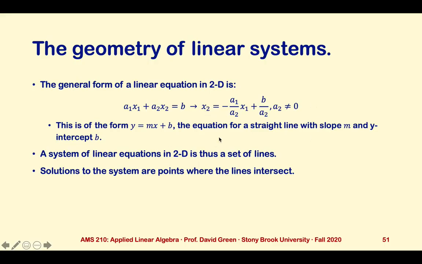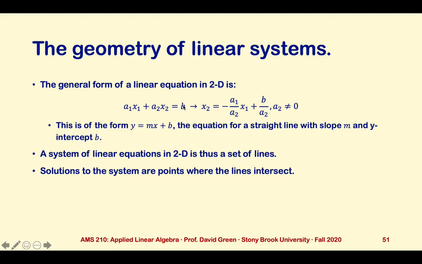Doing this lets us see something about this general form. If instead of using x2 and x1, we used y and x, this would look like y equals some constant times x plus some other constant. This is of the general form y equals mx plus b, where m and b are constants, which is the equation for a straight line. The slope is m, the y-intercept is b.